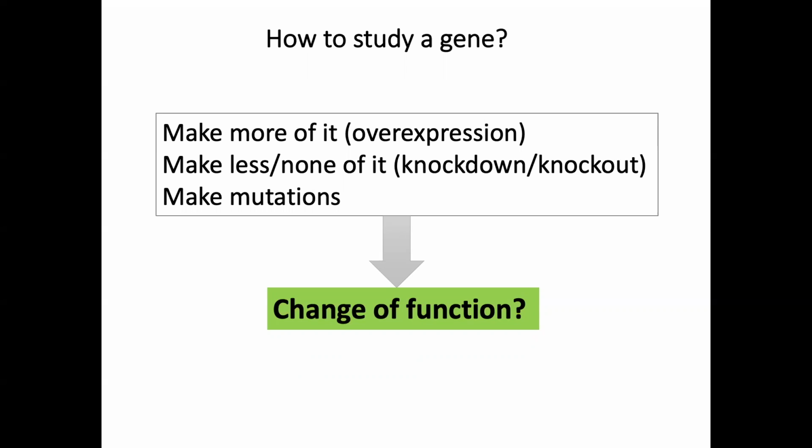We can artificially make more of the protein, which we call overexpression. We can artificially express less protein, we call it knockdown, okay? Or completely wipe out the expression of the protein, which we call knockout, okay? Or we can also make the disease-related mutations and study how these mutations change the function of the proteins.